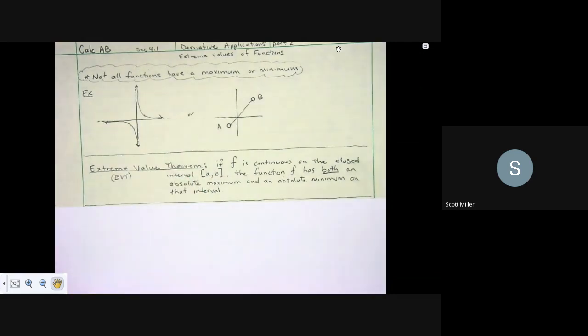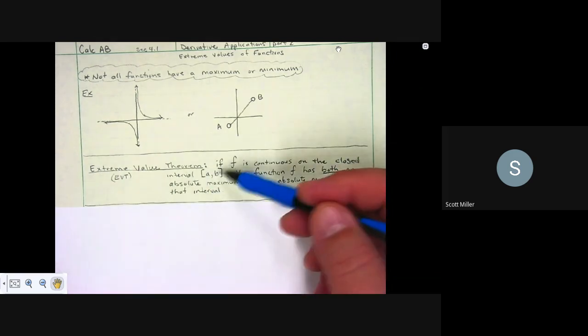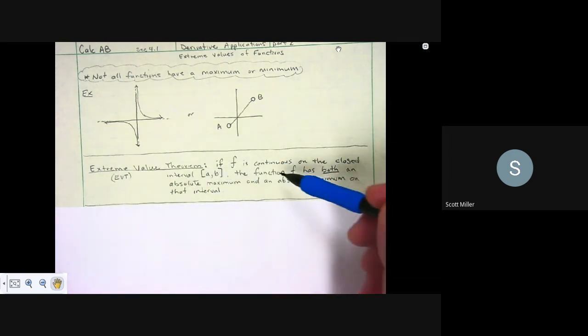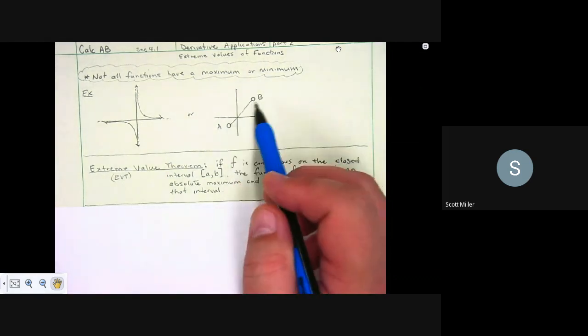And this is what it says. It says, if a function is continuous on the closed interval from A to B, the function has both an absolute maximum and an absolute minimum on that interval. See, this one right here did not have a closed interval. This is an open interval, so it doesn't have to have one. It could, but it doesn't have to.